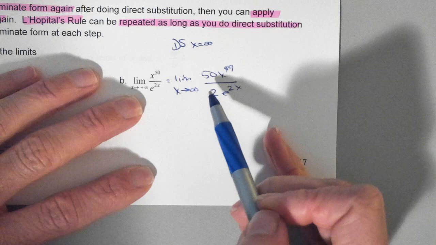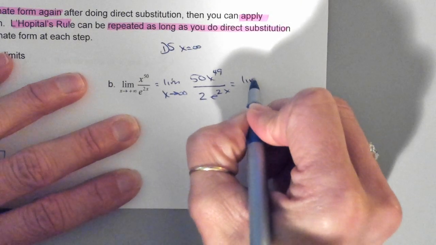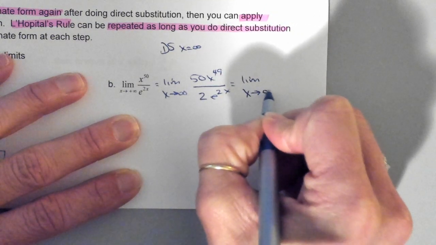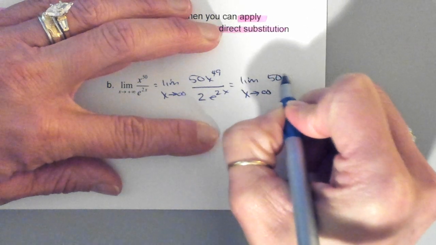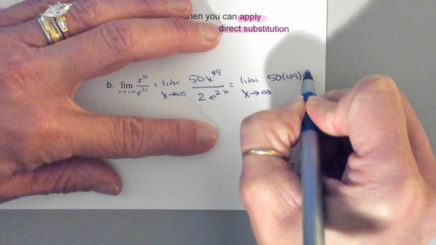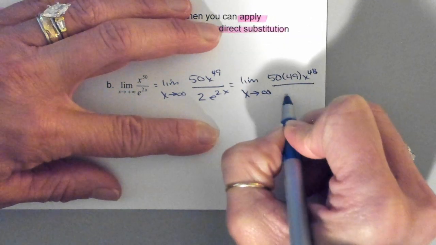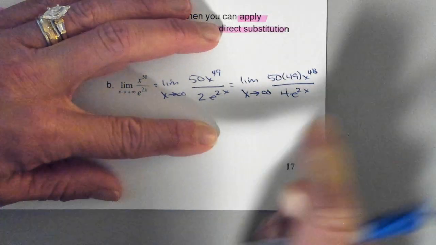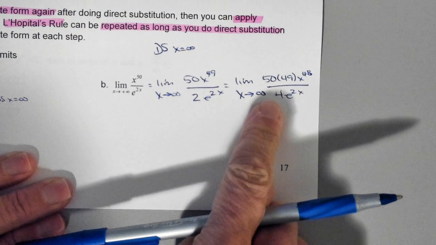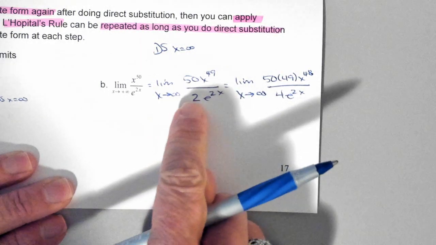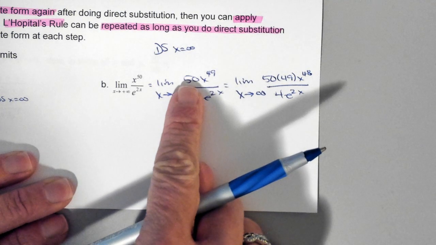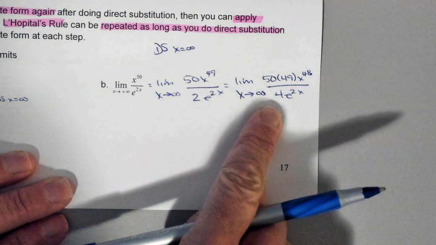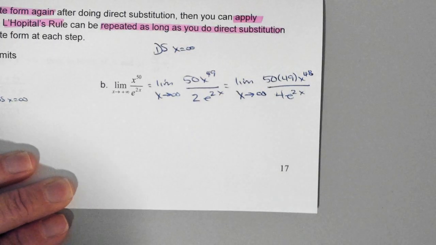So then I would have to, again, take the limit as x approaches infinity of 50 times 49 x to the 48th power over 4e to the 2x. Okay, before I continue, does everyone see how I got that 4? Because the derivative of e to the 2x is 2e to the 2x times 2. Okay, did that really get me anywhere?